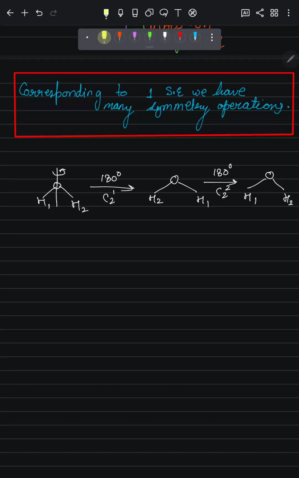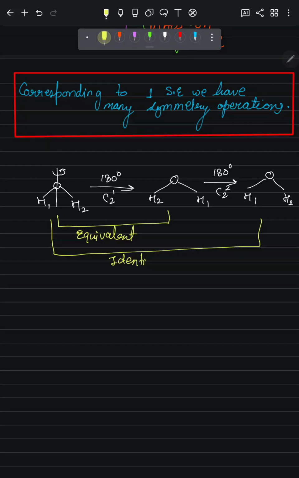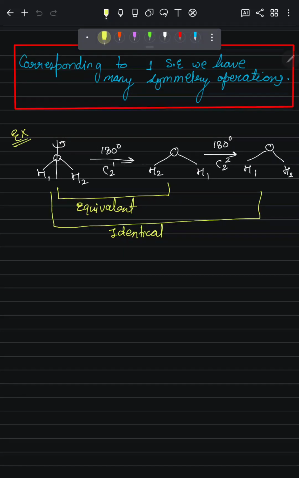So according to this, the first structure is called equivalent. Not identical, meaning they are the same but a little different, and the structure after the second rotation is called identical. If we talk about how many symmetry operations are here, there are 2 symmetry operations present, C2 1 and C2 2.